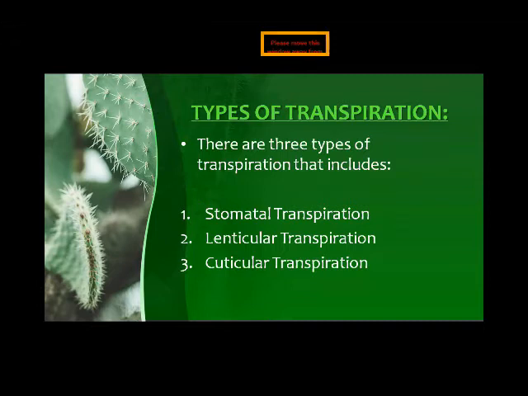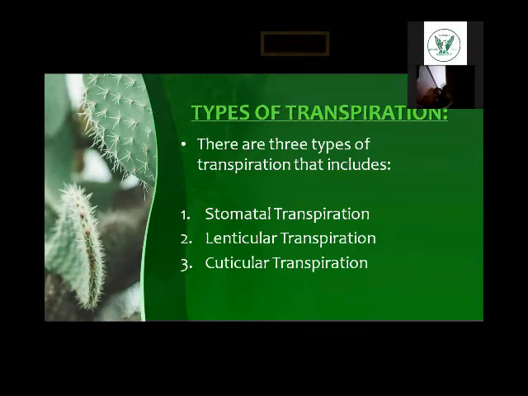And cuticular transpiration: this term arises from the word cuticle. What is cuticle? Cuticle is a waxy protective layer above the epidermis. We have already discussed the magnified internal structure of the leaf, and the upper epidermis has a waxy layer which is also used for protection. That's why this is called cuticular transpiration.